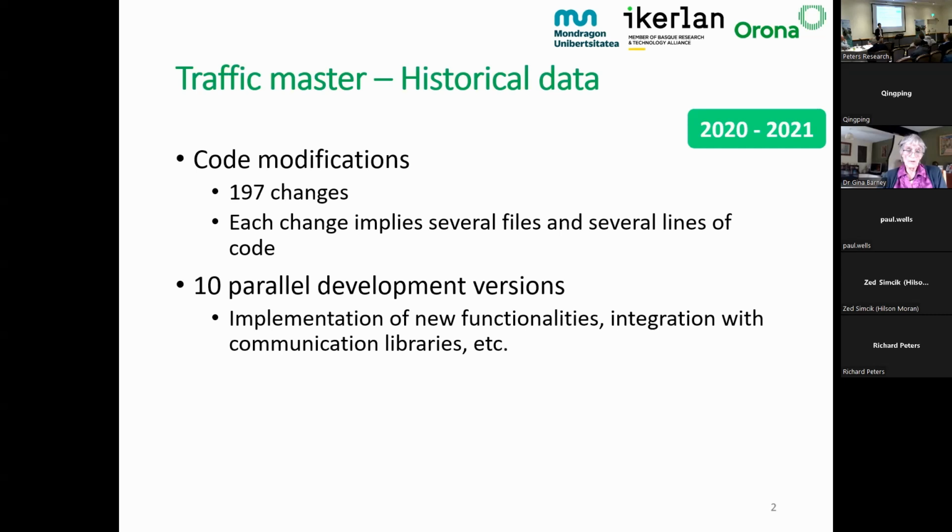Here we have some data from 2020 and 2021. In total, we made almost 200 modifications, each involving changes in several lines of code and different files. We also had 10 different development versions and branches to incorporate into these algorithms new functionalities, correction of bugs, integration with communication libraries for dealing with hardware obsolescence, and so on.